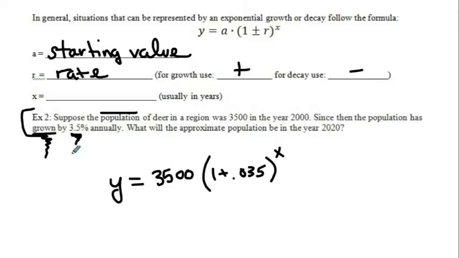It was that simple. Oh wait, we actually have to answer the question now. What will the approximate population be in the year 2020? Okay, well, if they started in the year 2000, we're asking how many years have passed when we get to 2020.